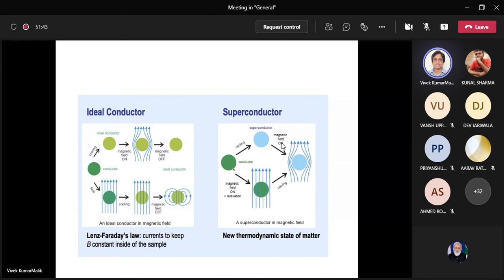But what I can say is that our understanding of a normal conductor does not apply to superconductors. It's a different concept. That's why, as I said, it's not an ideal conductor. It's not a perfect conductor. It's a superconductor. It's a new thermodynamic state of matter.